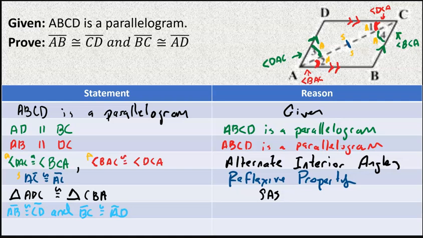Now, as I mentioned in my previous video, proving parts of triangles are congruent, I cannot make the marks I'm about to make until after I have proven the triangles are congruent. And here's what's going on. The proof wants me to show that AB and CD are congruent and BC and AD are congruent.